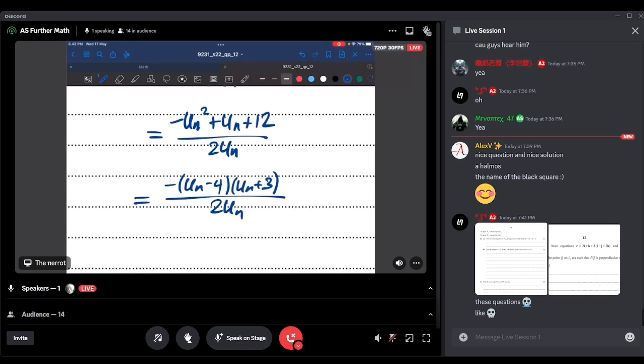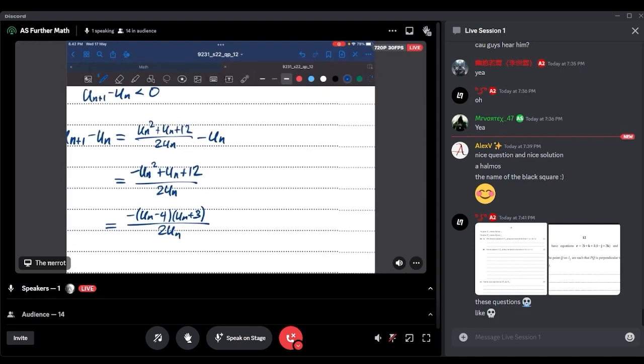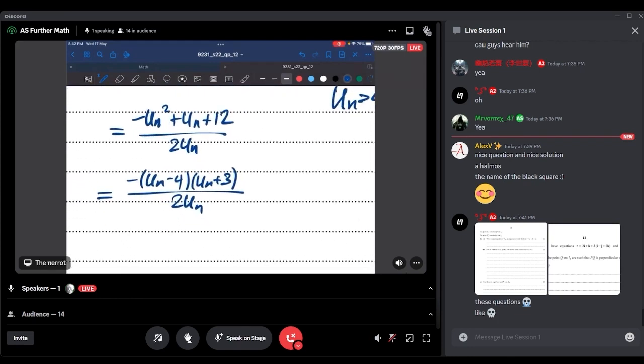And now let's examine it. So we know that un is always greater than 4, right? That's a fact that we've already proven. That means this is a positive number. This is positive. This is, of course, for sure also positive. This is also positive. So this whole expression is positive, except for this negative here. So negative times positive is always negative, right? That means this is less than 0.